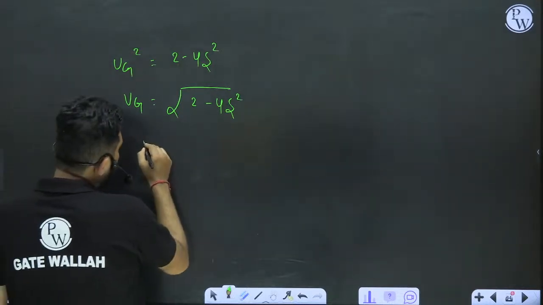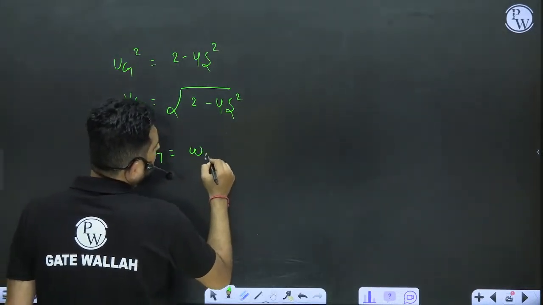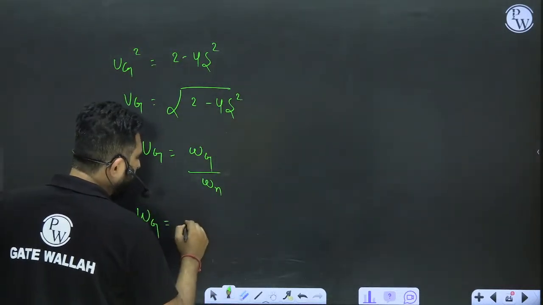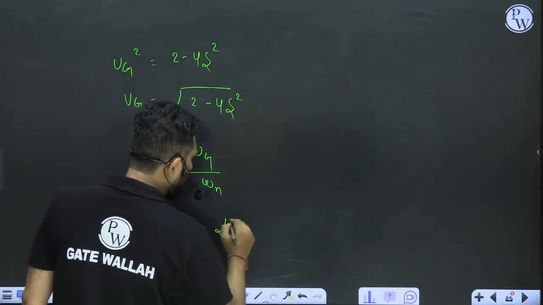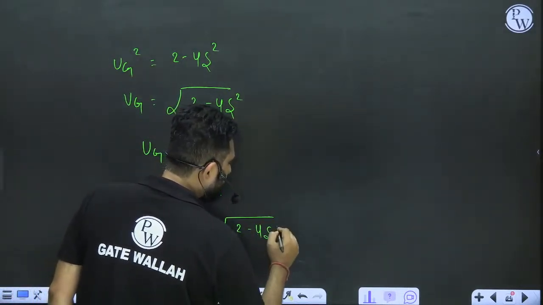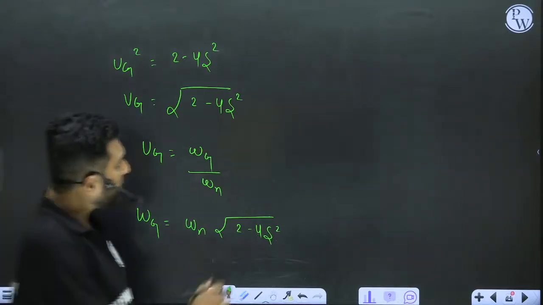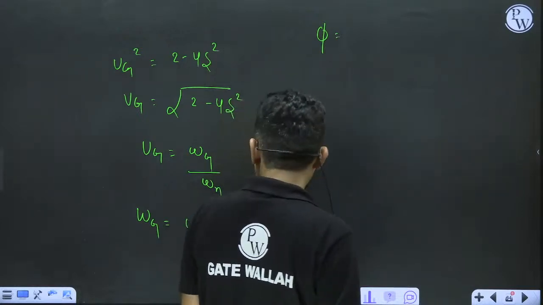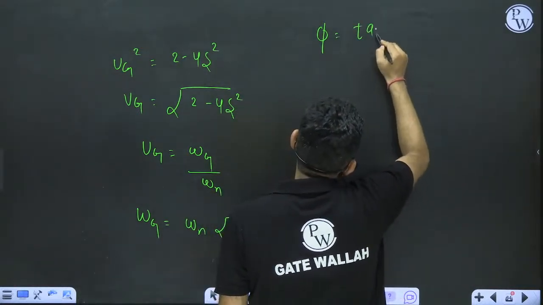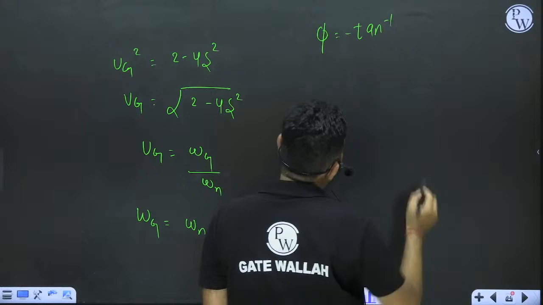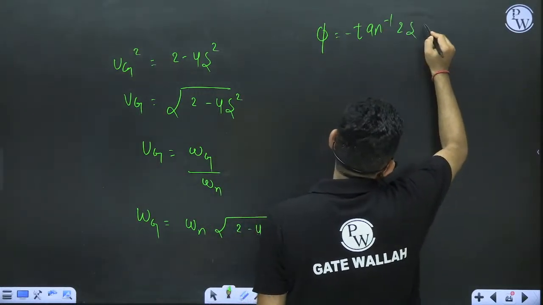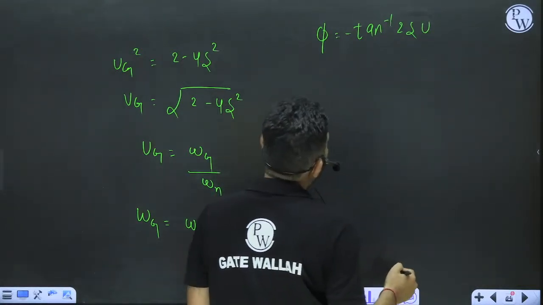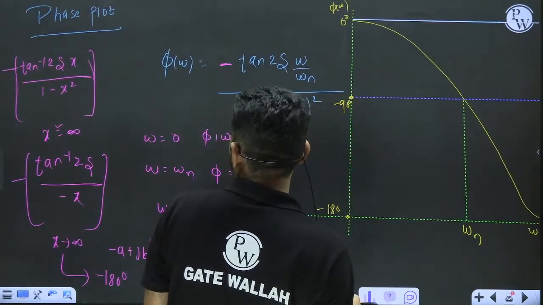What is ug? Ug is omega g, the gain crossover frequency, by omega n. So the gain crossover frequency in this way I will get is omega n times root of 2 minus 4 zeta square. Now you know the phase relationship. What is the phase relationship, by the way? Phi is equal to how much? Minus tan inverse of 2 zeta u. This is the phase relationship. We have evaluated the phase now.